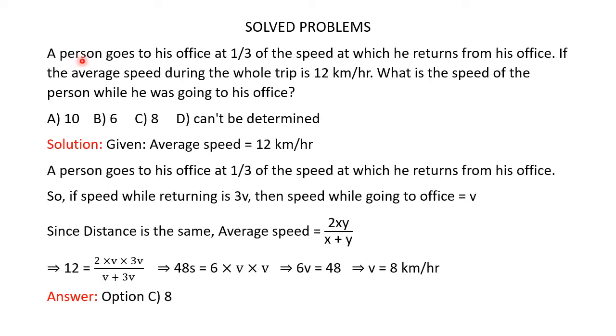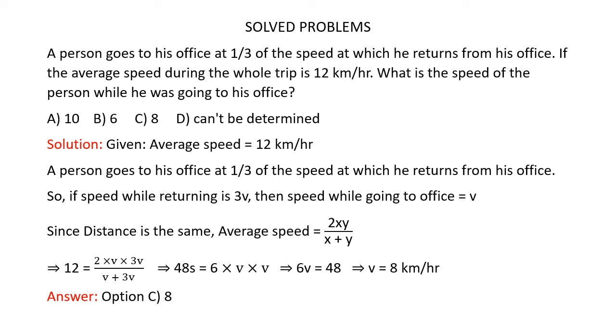A person goes to his office at 1/3 of the speed at which he returns from his office. If the average speed during the whole trip is 12 kilometers per hour, what is the speed of the person while he was going to his office? So here you are given 4 options and you have to find out which of these options is the correct one. So here you are asked to find the speed of the person while he was going to the office.